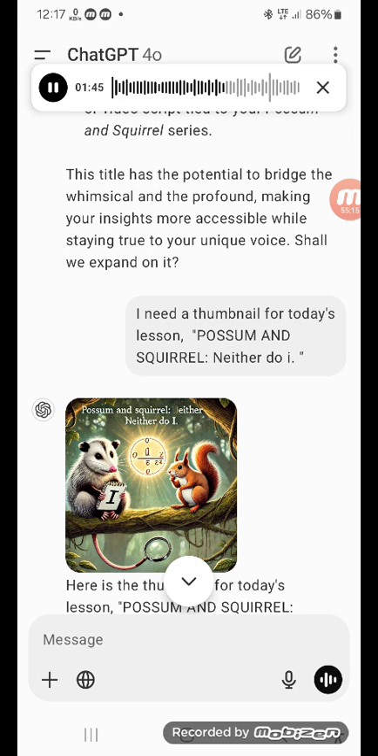3. Inviting thought. The title teases the audience, inviting them to ask, what does I not see? Opening the door to deeper engagement with the story's themes.